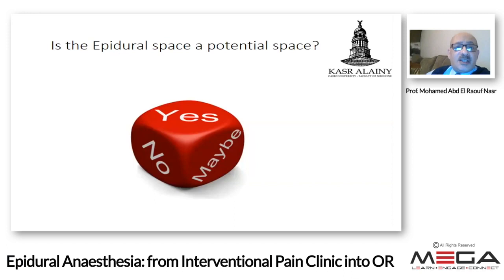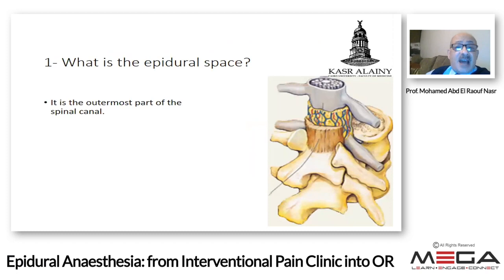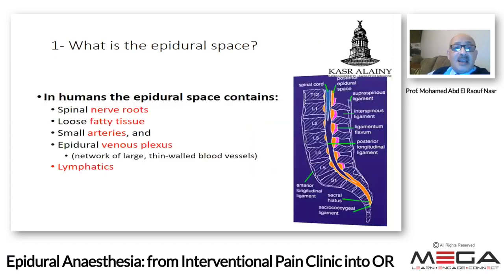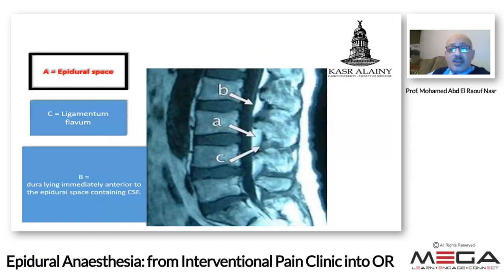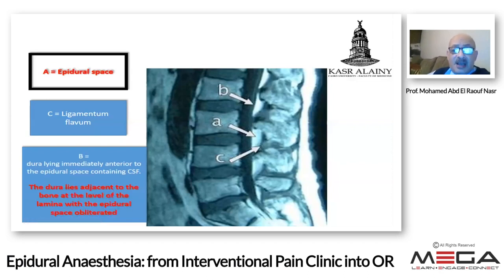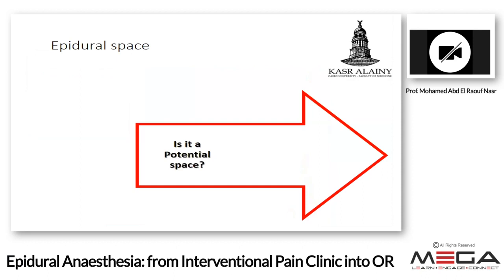A common question is, is the epidural space a potential space or not? It is the outer layer of the spinal canal containing a lot of nerve roots, fatty tissue, arteries, venous plexus, as well as lymphatics. If we look at the MRI, we find this white triangle, which represents the epidural space, with the dura anterior to it and the ligamentum flavum in black behind it. As you see, there is an area where the epidural space doesn't appear. Here, it is opposite to the lamina. So is it a potential space?